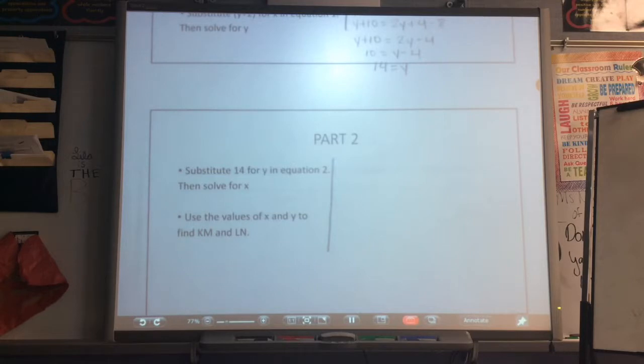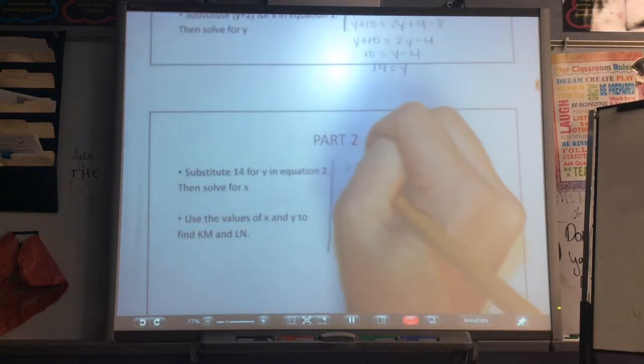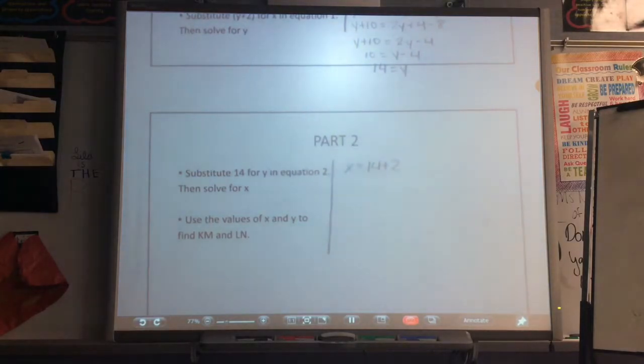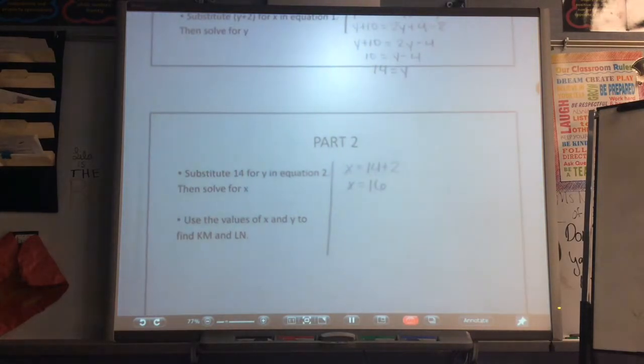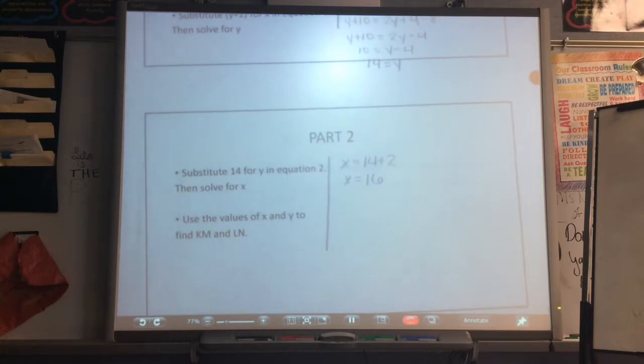Next, we have to substitute 14 for y in equation 2. Then we solve for x. So we're going to substitute it in. X equals 14 plus 2. And then we know that it equals 16. X equals 16. Then, we are going to use the values of x and y to find KM and LN.